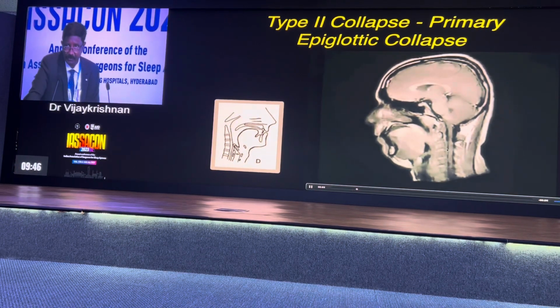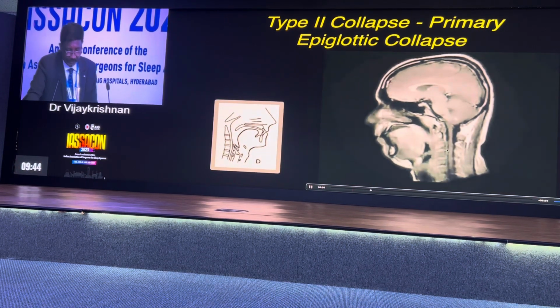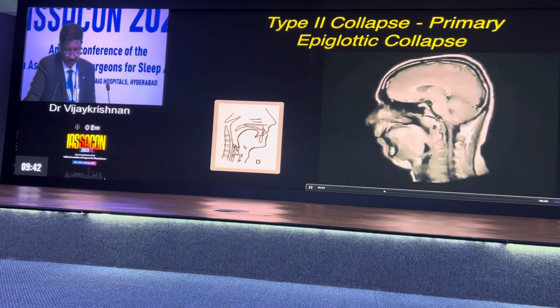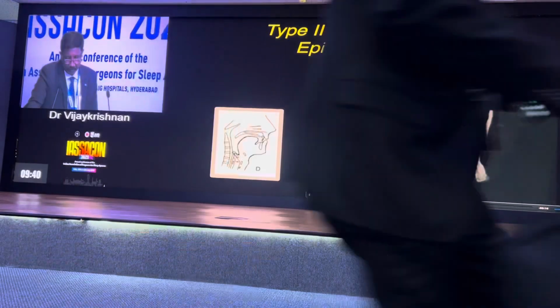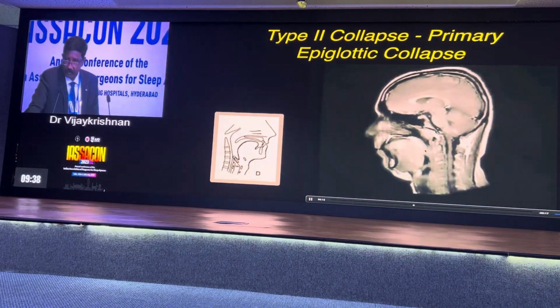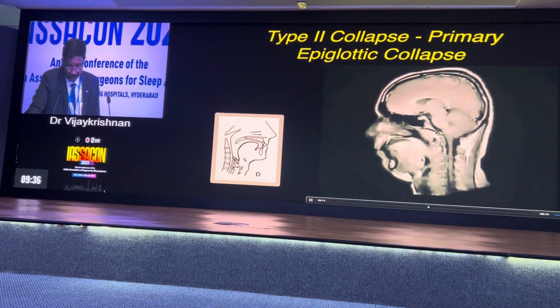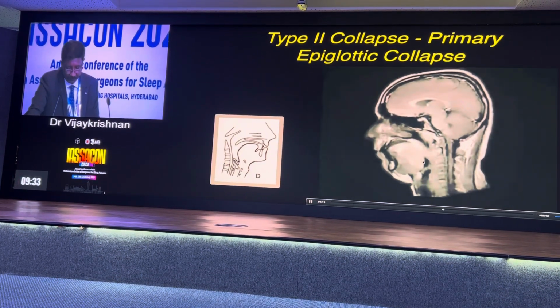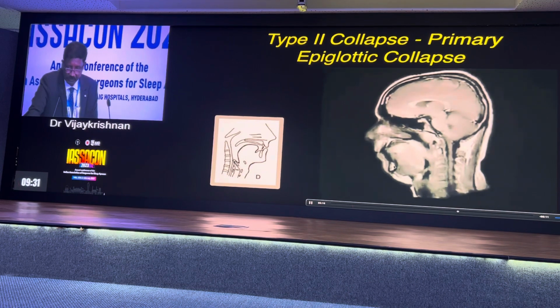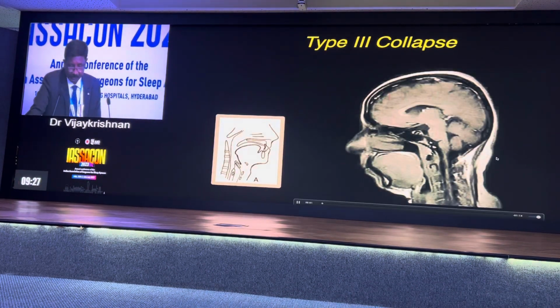A lot of DISE videos of the epiglottic collapse. Here you can see how the epiglottis is positioned and it is touching the posterior wall along with retropalatal collapse. The tongue base is not coming and blocking the airway. And you can also see how severe the retrognathia is in this patient. Still, the tongue base is not blocking.